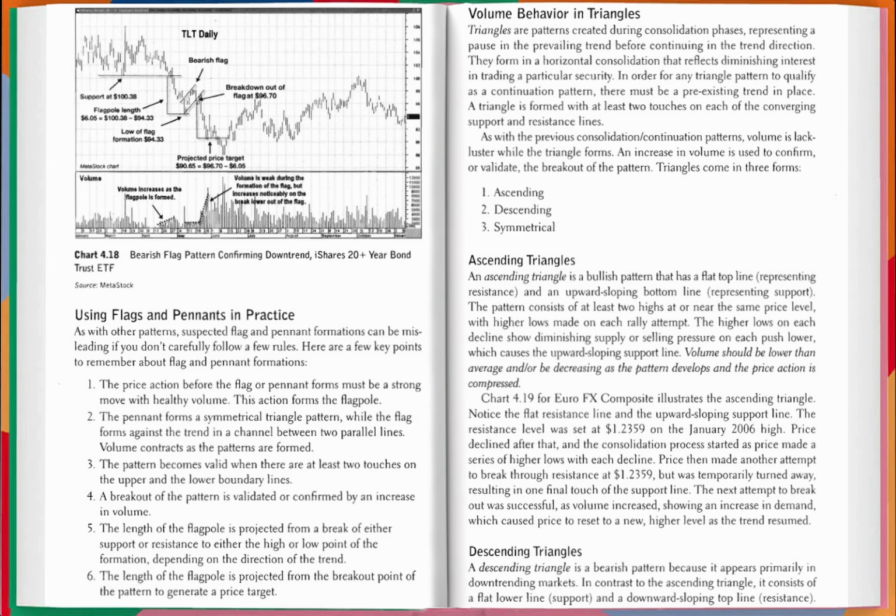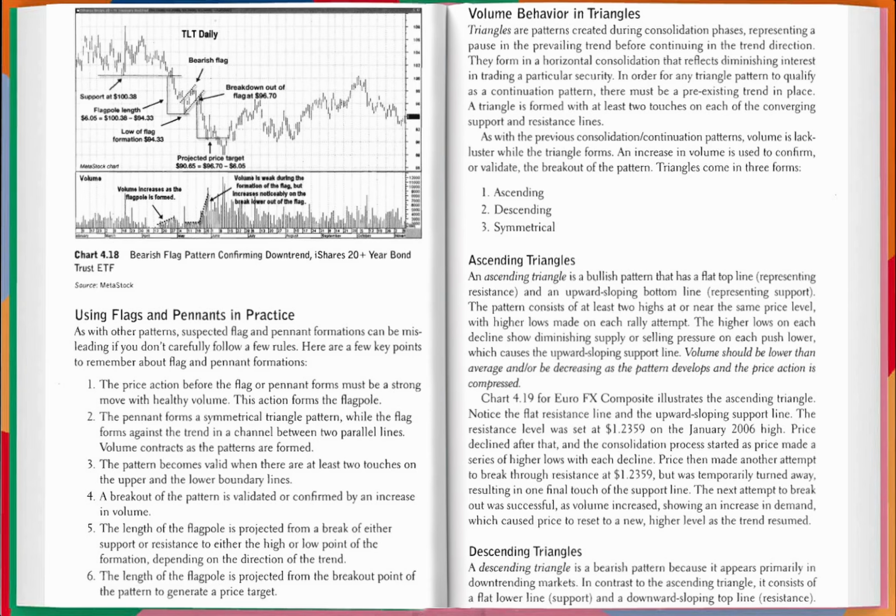Notice the flat resistance line and the upward sloping support line. The resistance level was set at $1.2359 on the January 2006 high. Price declined after that, and the consolidation process started as price made a series of higher lows with each decline. Price then made another attempt to break through resistance at $1.2359, but was temporarily turned away, resulting in one final touch of the support line. The next attempt to break out was successful, as volume increased, showing an increase in demand, which caused price to reset to a new higher level as the trend resumed.